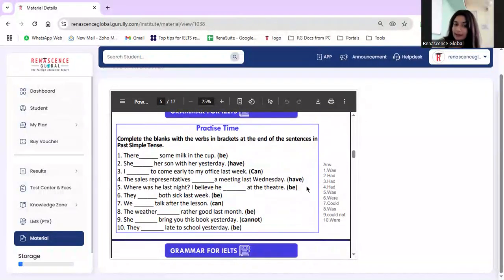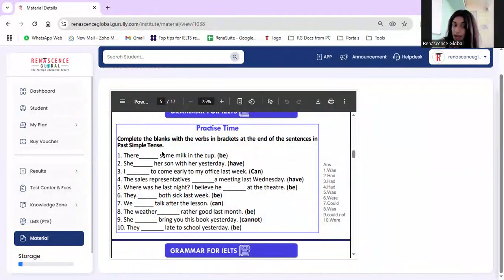So this is the practice time. Let's see how we have grasped this topic. There dash some milk in the cup. So there was some milk in the cup.